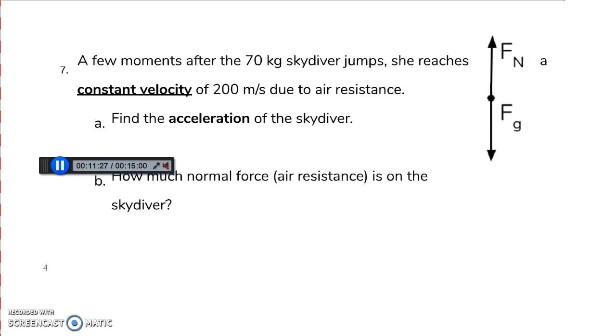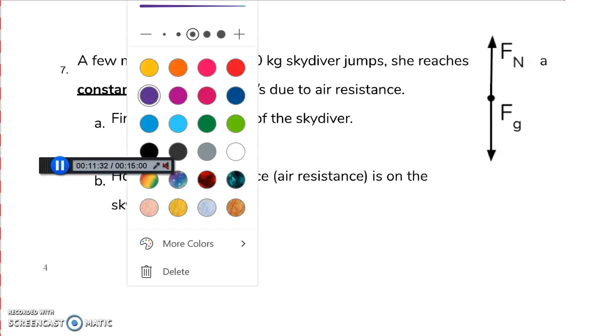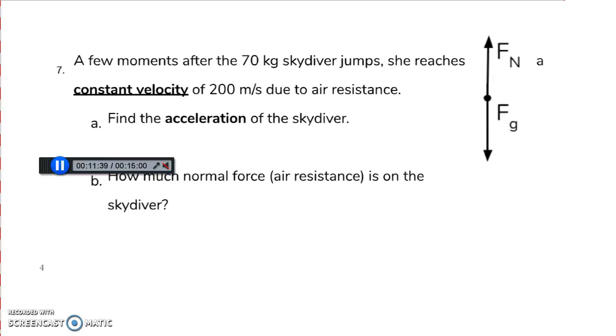So here's the answer for number 7. Use a different color. Okay, so number 7. A few moments after the 70 kilograms, so this is the same skydiver, 70 kilograms. Skydiver jumps, she reaches constant velocity of 200 meters per second due to air resistance. So now there is air resistance. I could tell from the force diagram that this represents the air resistance. Find the acceleration of the skydiver.